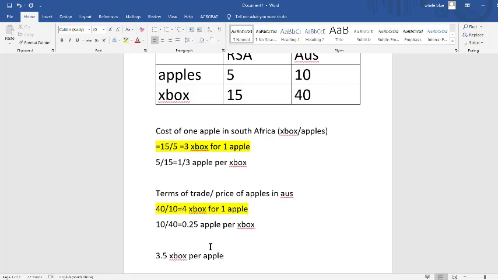Right? But now in the world, if they sell one apple, what are they getting now? 3.5 Xboxes. So for them, the benefit now is to actually sell apples to Australia because they get more Xboxes for it. If they sold one apple in South Africa, they only got 3. But if they sell it to Australia or in the world, where the world price is 3.5 now in an open economy, they will get 3.5 Xboxes.